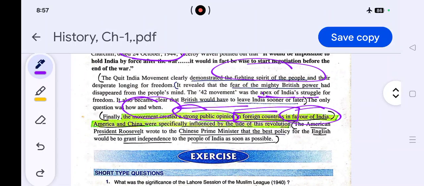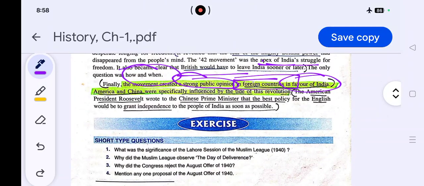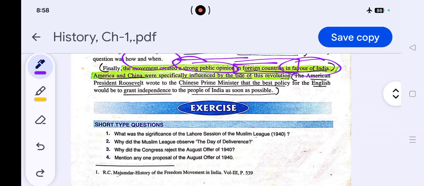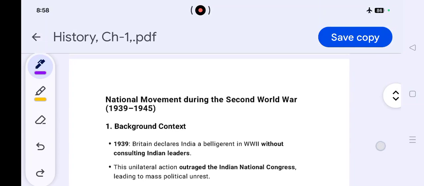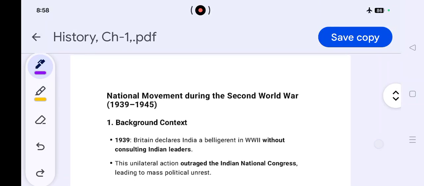So here we end with this part 2 of chapter 1 of ISC History class 12th, and in the upcoming sessions we will do the next parts.